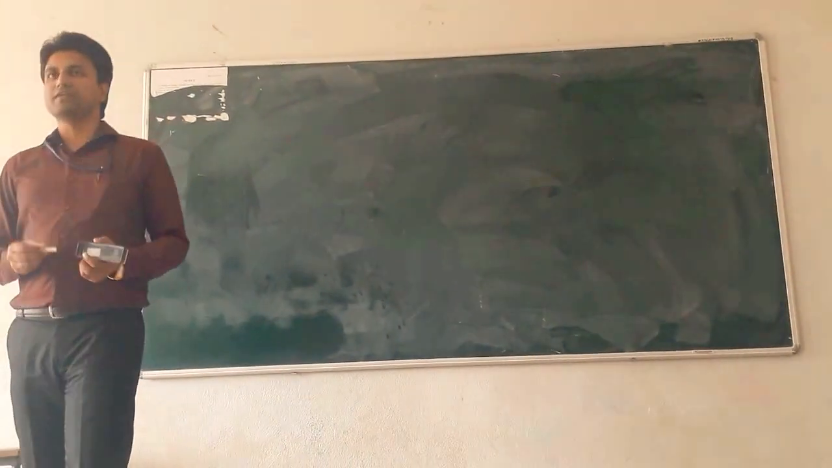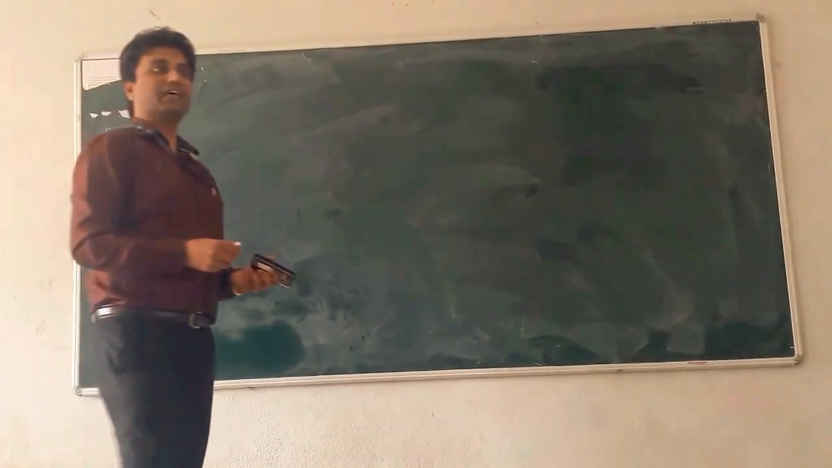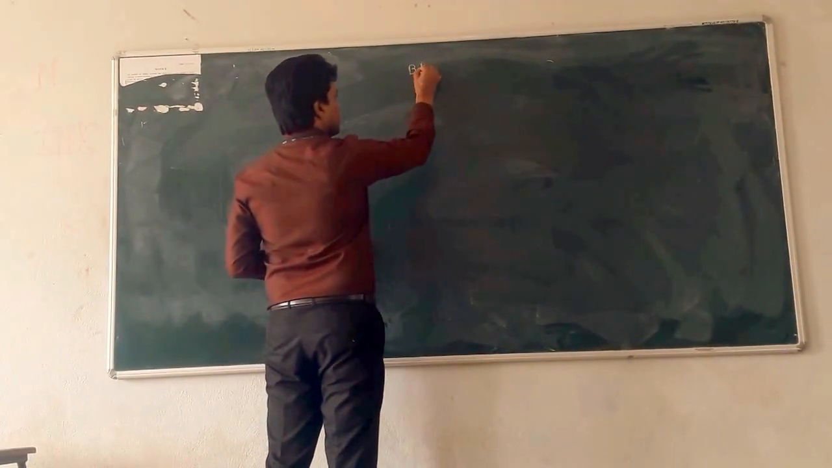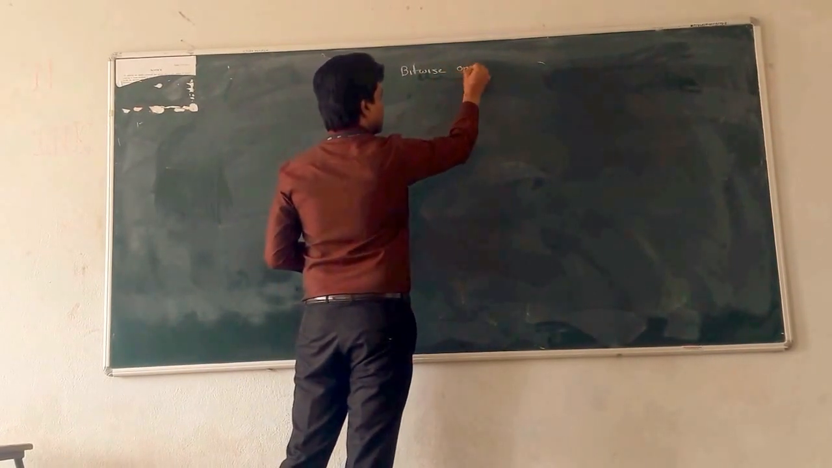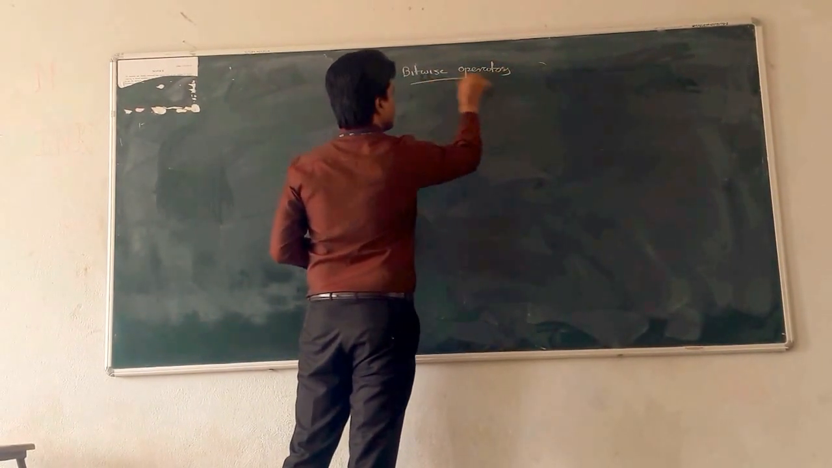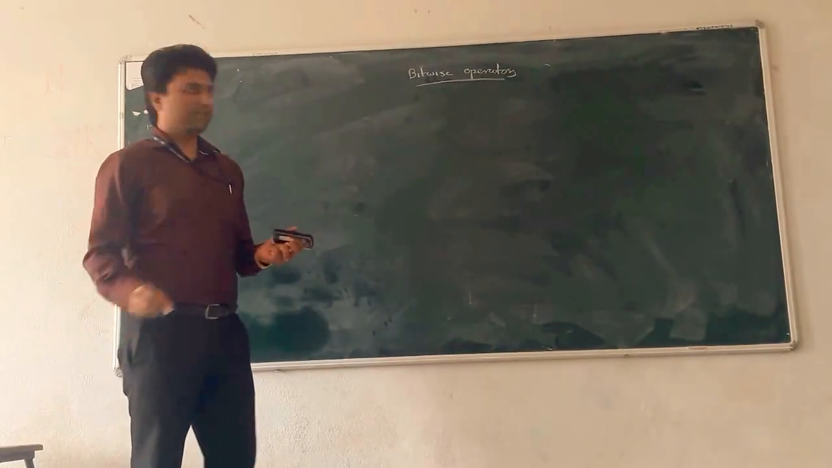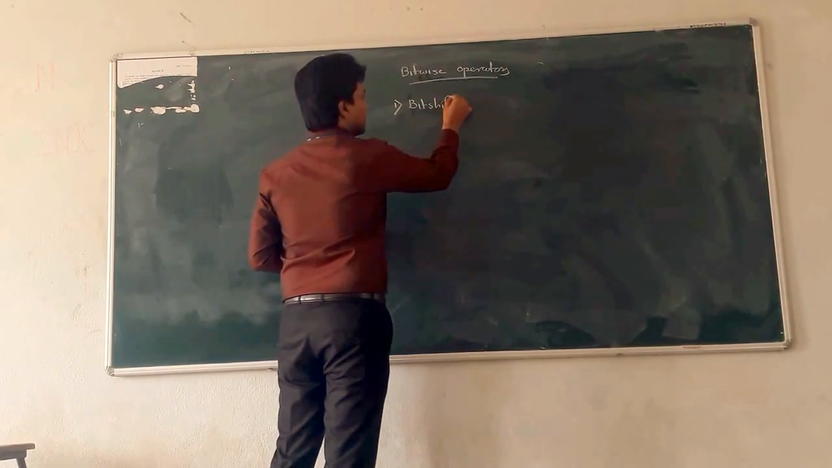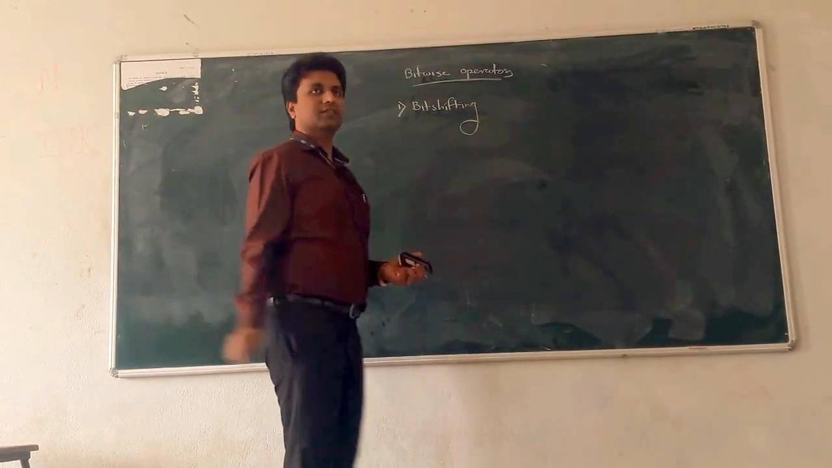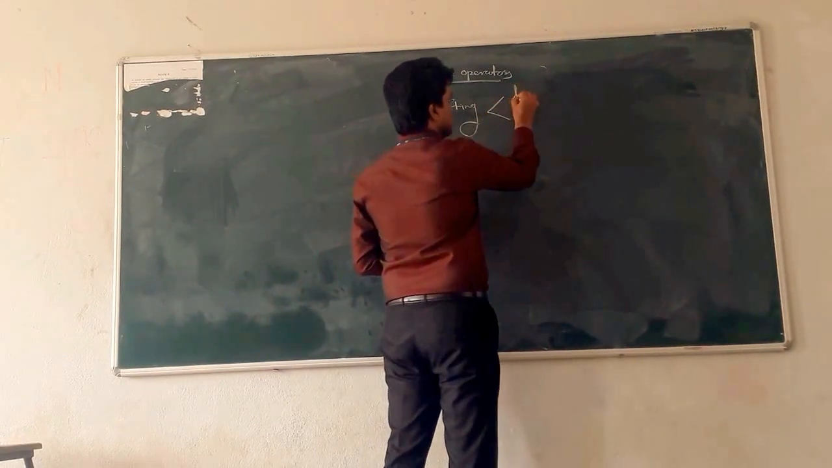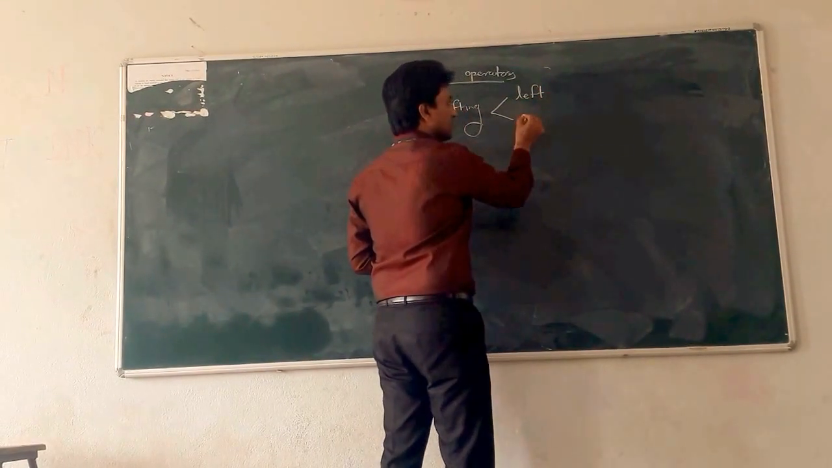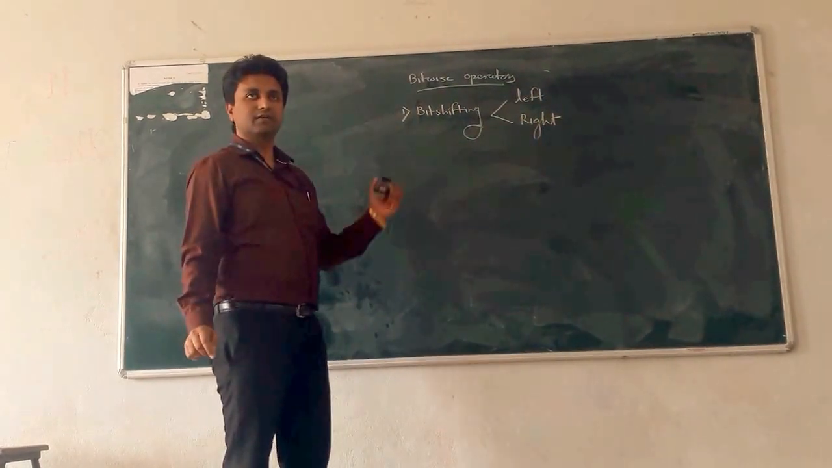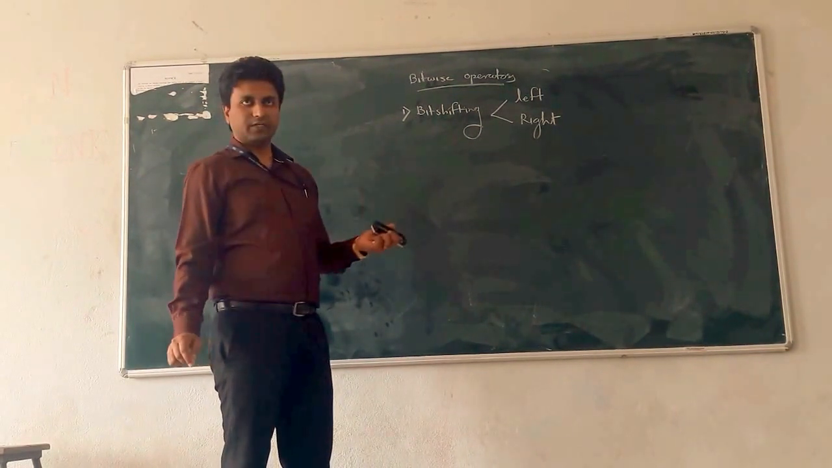Next point in the operators is the bitwise operator. There are different bitwise operators. The first are bit shifting operators. In bit shifting operators, there are again two types: the left bit shifting operator and the right bit shifting operator. There are two types of bit shifting operators.